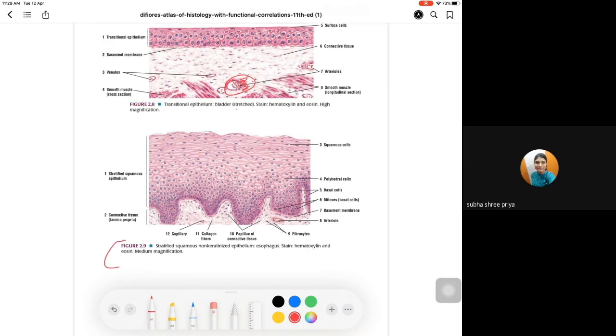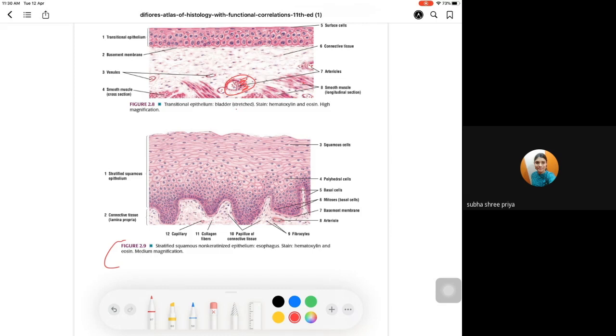Stratified squamous non-keratinized epithelium, esophagus, stain is hematoxylin and eosin, medium magnification. The first layer is stratified squamous epithelium, followed by connective tissue, that is lamina propria, and squamous cells, polyhedral cells, and we have basal cells, some mitosis in the basal cells, and basement membrane is present. Below that, we have arterioles, fibrocytes, papilla connective tissue, some collagen fibers, and capillaries also present.